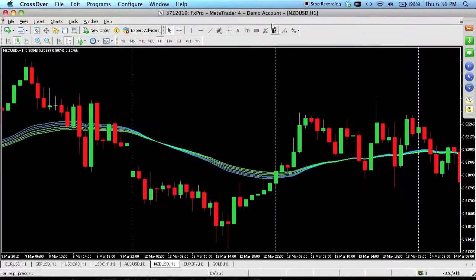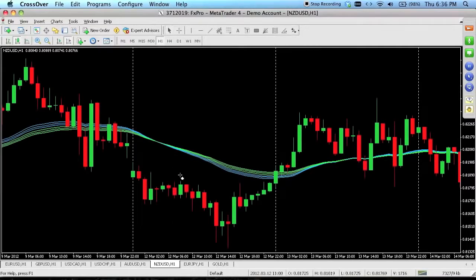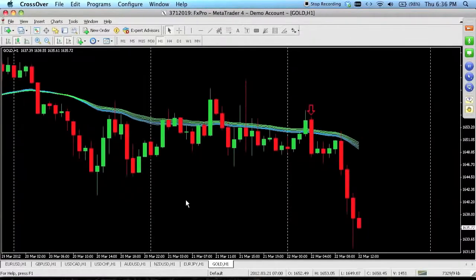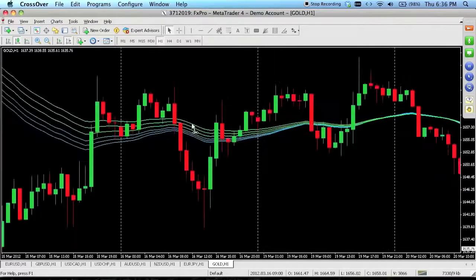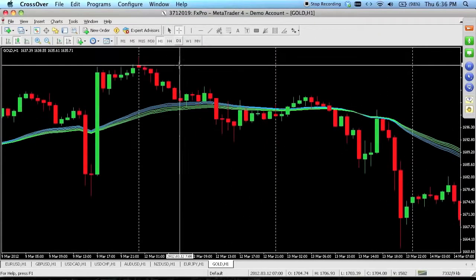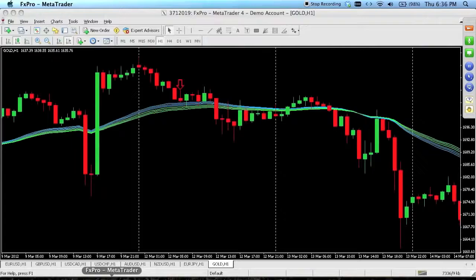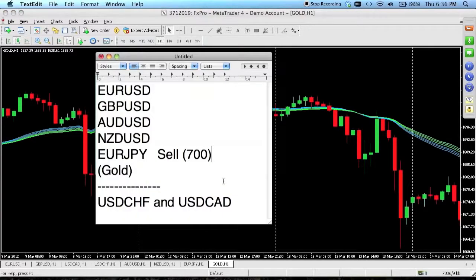New Zealand dollar 7. We're going to sell. Decent drop. Euro yen we already know. Gold 7 on the 12th. Let's go back to the 12th. At 7 we sell. Minor drop. So putting this all together, would you have made 300 pips off of this one? No. But would you have made more than 17 pips?